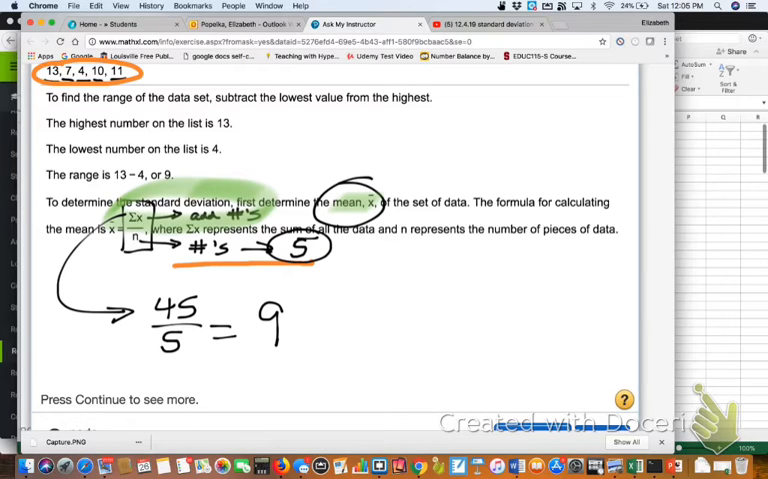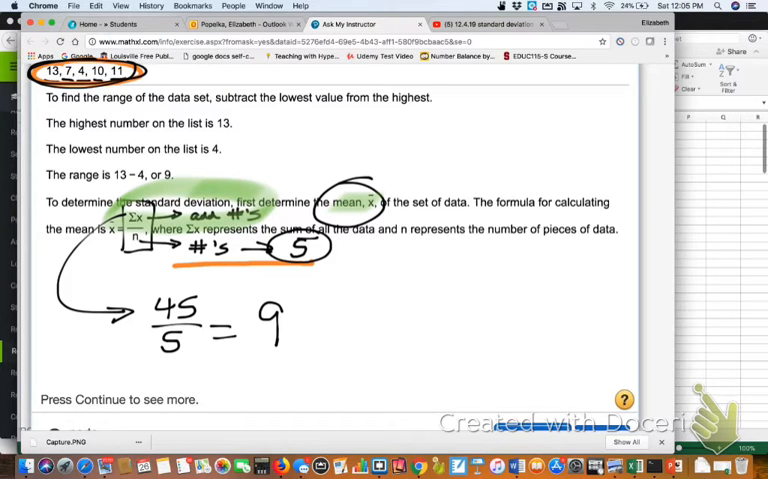So the first step for finding standard deviation is to find that mean. It's just another way of saying average, which is basically the number that represents the middle of the numbers up here. You'll notice some of them are bigger than 9, some of them are smaller than 9. 9 represents that average. So if you add them all together and divide by 5, that's what you get.